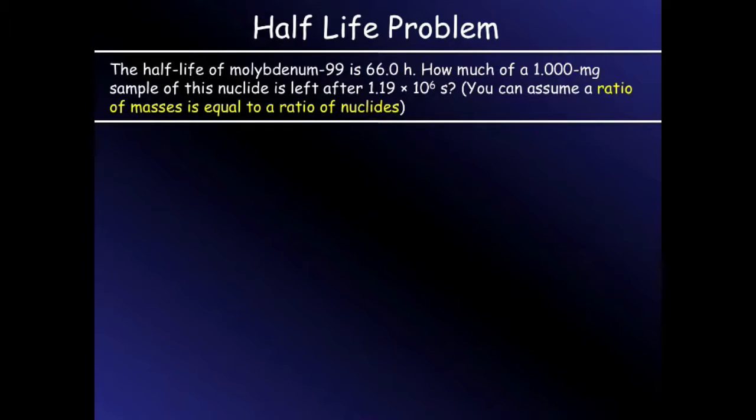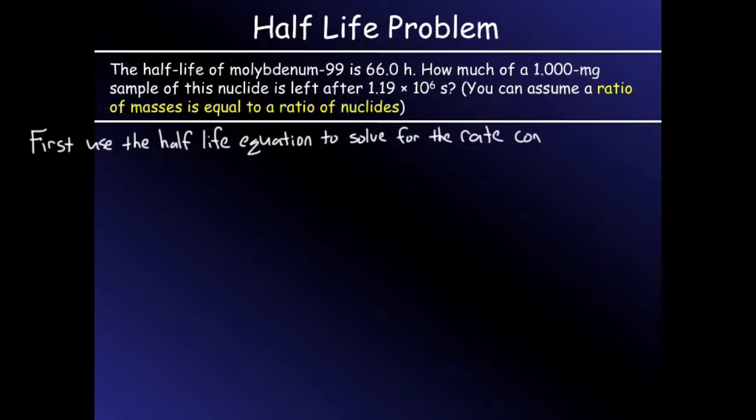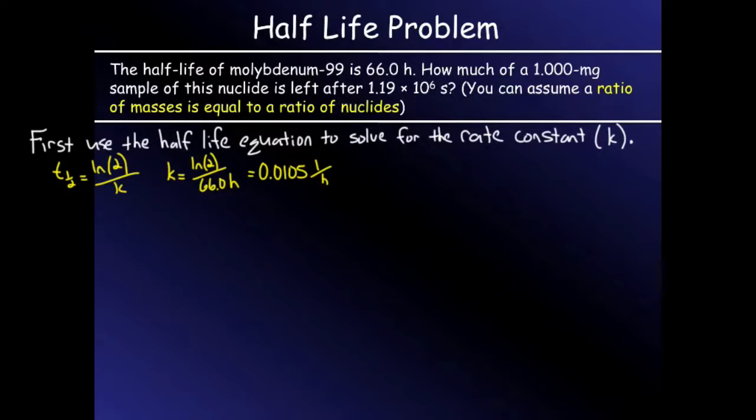But in order to use that integrated rate law equation, we need the decay constant. We do not have the decay constant. We have the initial mass of the sample, we have the half-life, and we have time. In order to get the decay constant, we can use the half-life and the half-life equation, rearrange it, and solve for the decay constant, which will be the natural log of 2, or 0.693, divided by 66 hours.